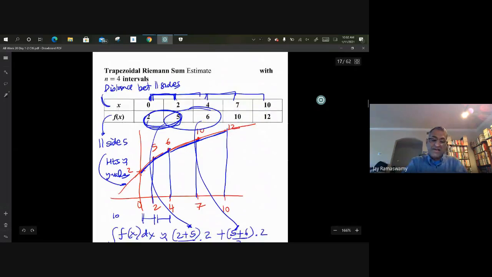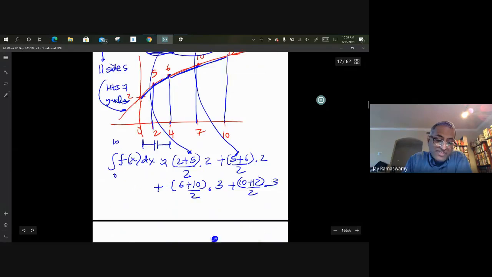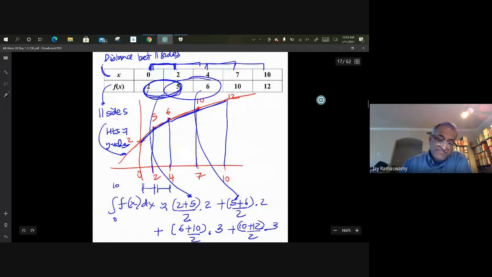The third one was trapezoid. Everybody look at the board. It is the average of the parallel sides. I'm jogging your memories. Are the parallel sides the x values or the y values? Why? Very good. So we found the average of the y values. So we did 2 plus 5 over 2 times the distance between the parallel sides, which is 2. We did 5 plus 6 over 2 times 2. And then 6 plus 10 over 2 times 3. And then 10 plus 12 over 2 times 3.